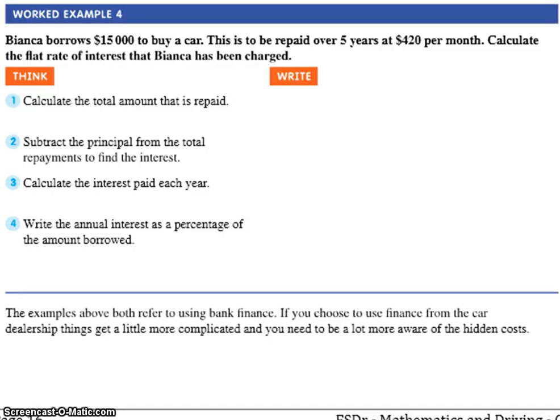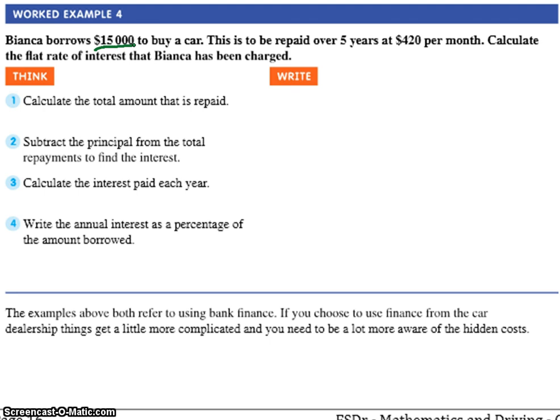Okay, on this one, we are still dealing with simple interest, we're still dealing with finance, but we've got slightly different information. This question's saying that Bianca borrows $15,000 to buy a car. So we know what our principal is. I'm just going to underline that so that we know that that's P.